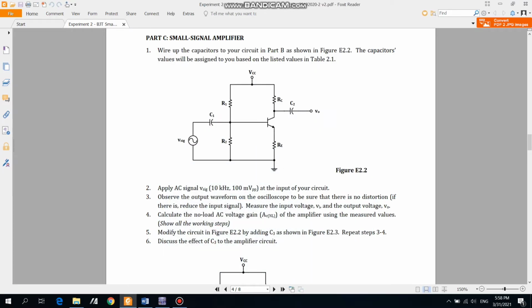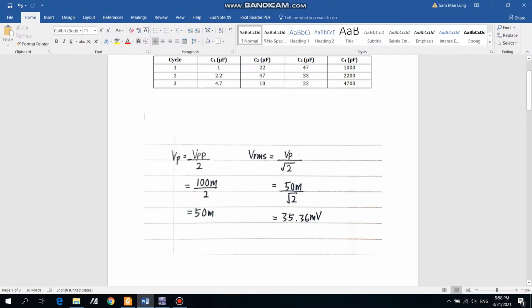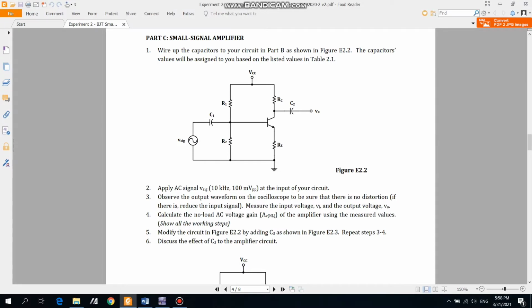So I will present about part C, small signal amplifier. The question asks us to connect a circuit like this by filling in the values of capacitors. There are 3 sets of capacitor values, and then the question asks us to put in the input voltage signal, which has 10 kilohertz and 100 millivolt peak to peak.